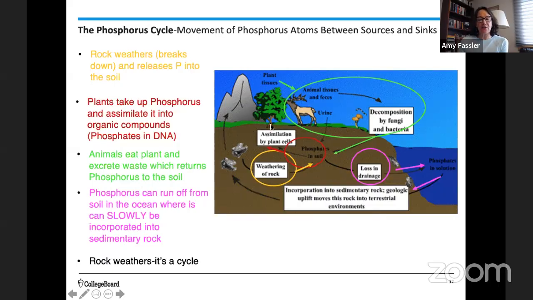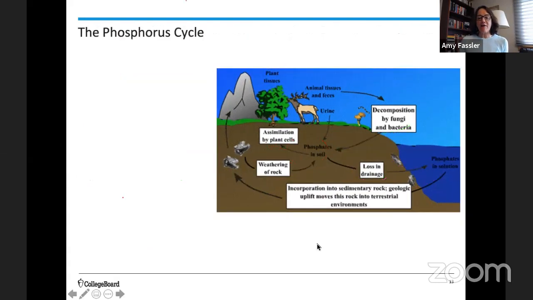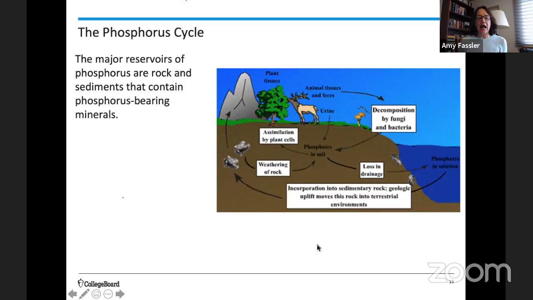And so this part of the cycle is going pretty quickly, but we have this big issue that limits phosphorus in ecosystems. Some of that phosphorus is going to run off into the ocean and very slowly be incorporated into sedimentary rock, either sediment on the bottom of the ocean or on land. But the big takeaway that you should have from the phosphorus cycle is that it happens really slowly. The major reservoirs of phosphorus are rock and sediment that contain this element phosphorus.